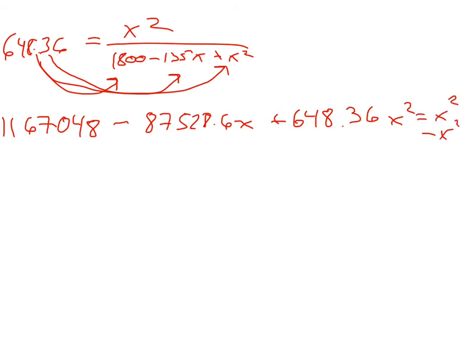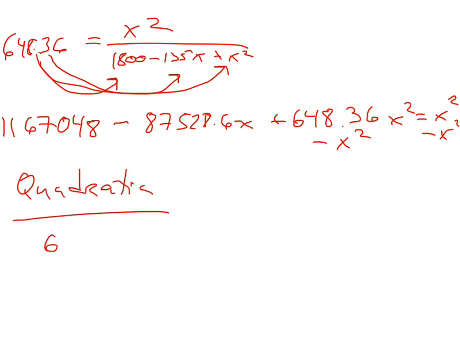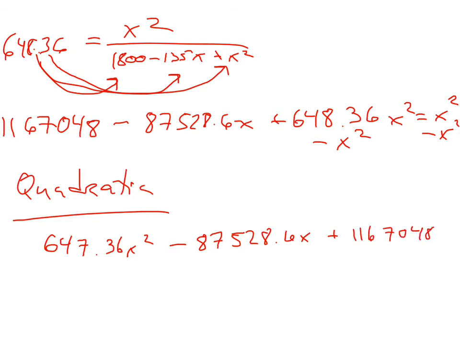So at the end of this, we want to solve for 0. So we'll subtract x squared from both sides. And now we get our quadratic: 647.36 x squared minus 87,528.6x plus 1167048. And that all equals 0. Remember, the zeros are the x roots that we're going to be solving here.